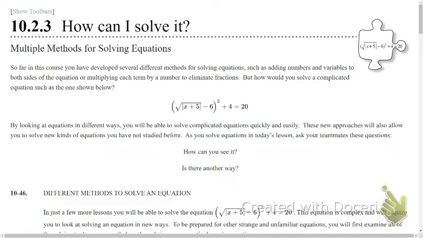Hi everybody, welcome back. Today we're going to go over section 10.2.3, and for this lesson we are trying to solve equations through multiple methods. So our goal for today is to solve an equation usually more than one way. See if you can do it at least two different ways.